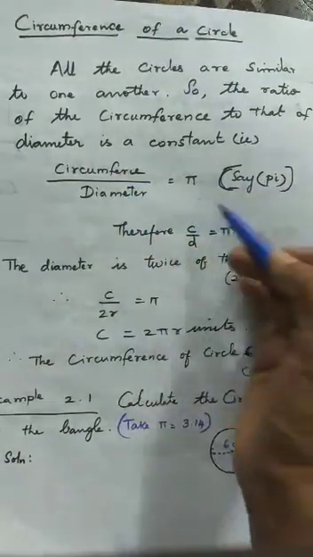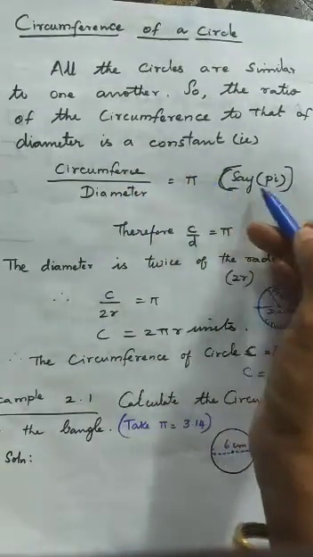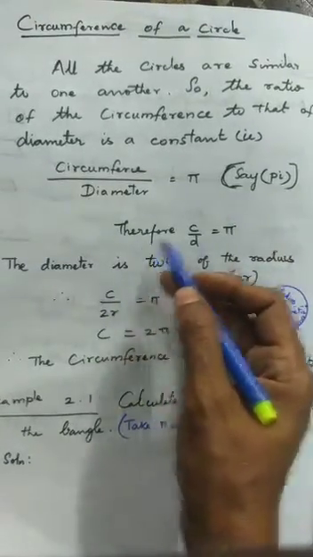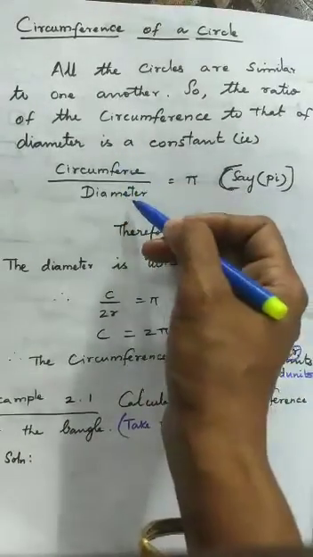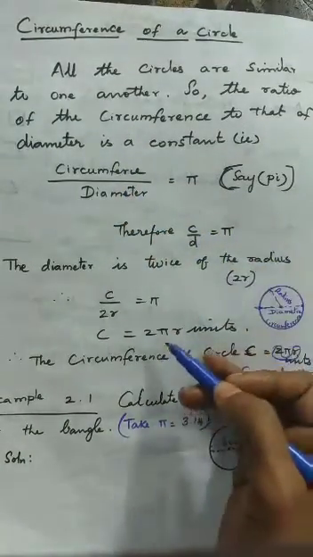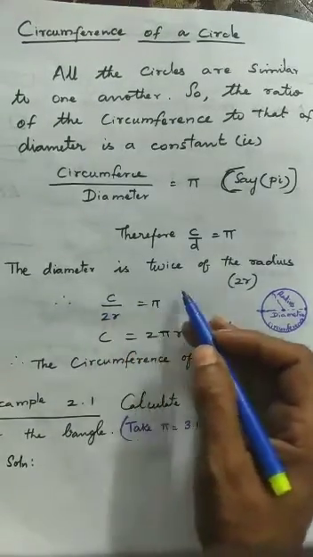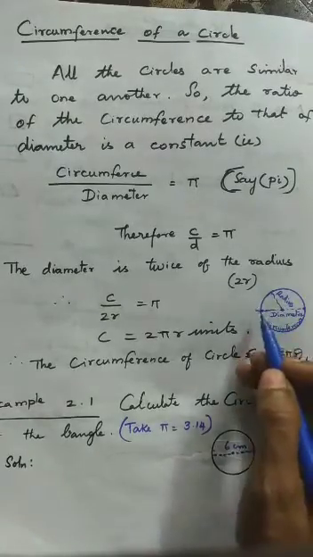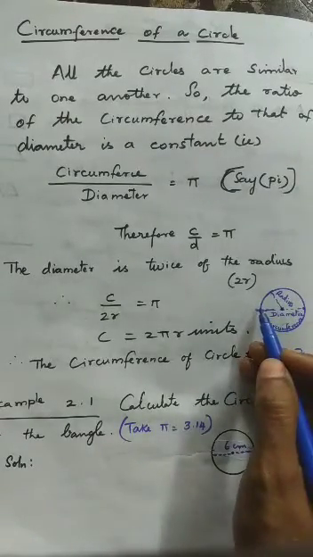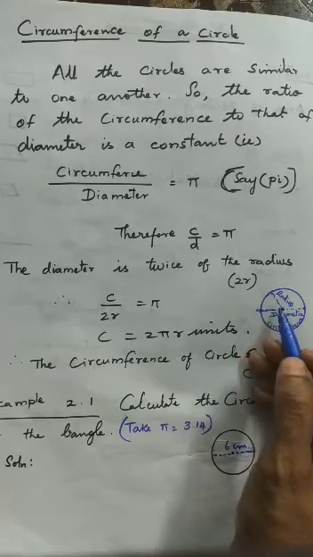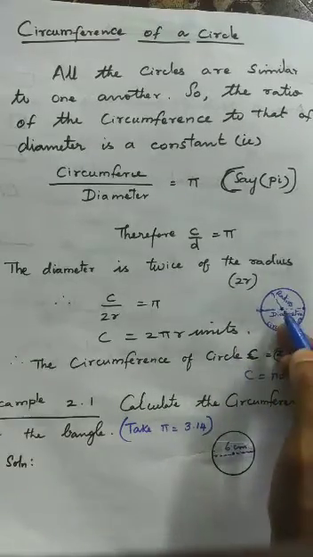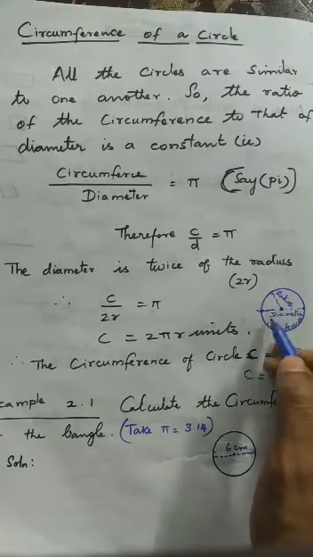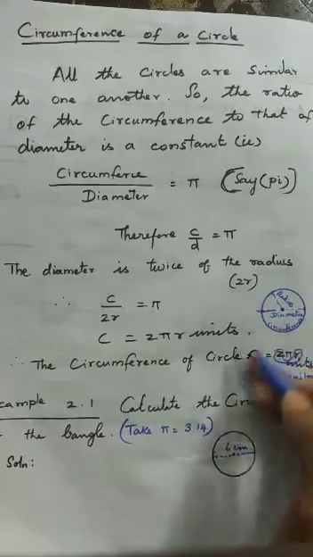Circumference by diameter is equal to pi. This symbol we call pi. Therefore, C by D, that is circumference by diameter, is equal to pi. The diameter is twice the radius. Here we have drawn the circle. If you draw a line from the center to the circle, we call that the radius. All the lines from the center to the circle are radii.